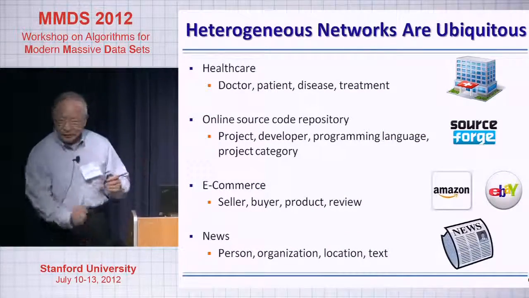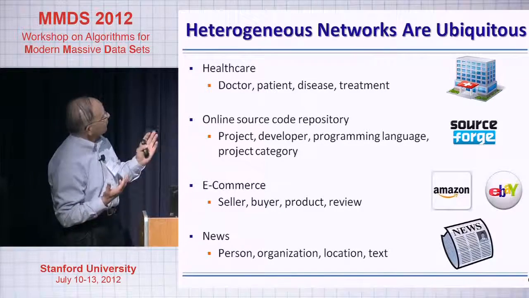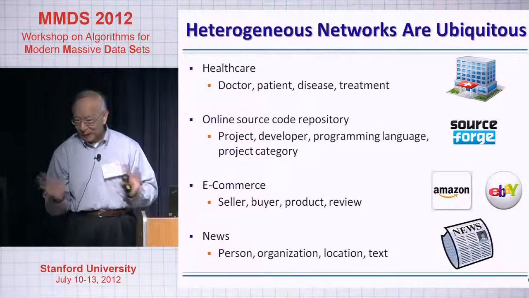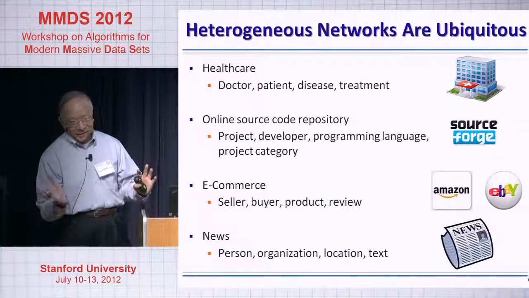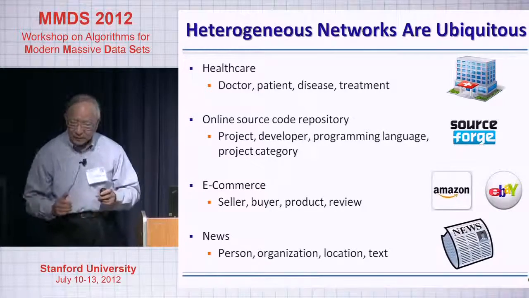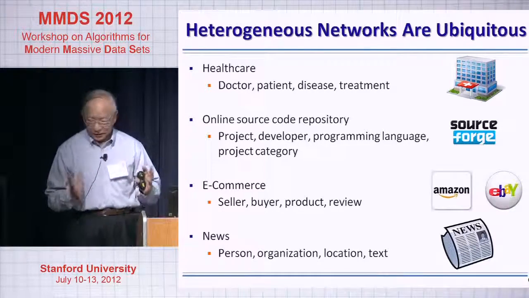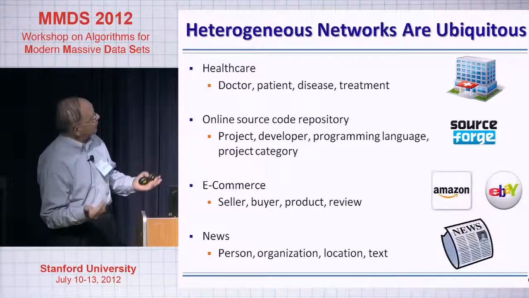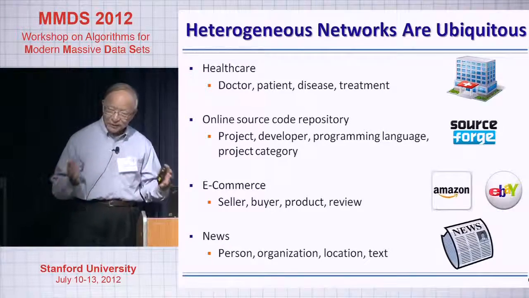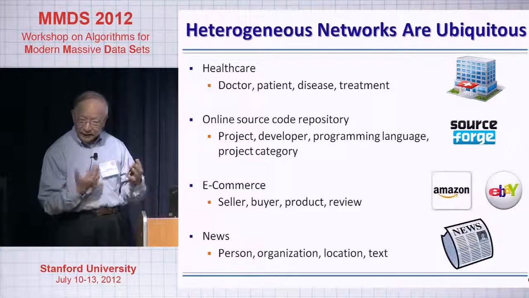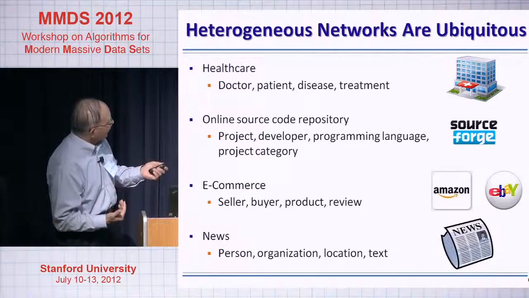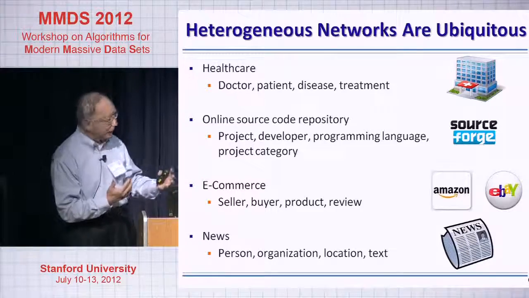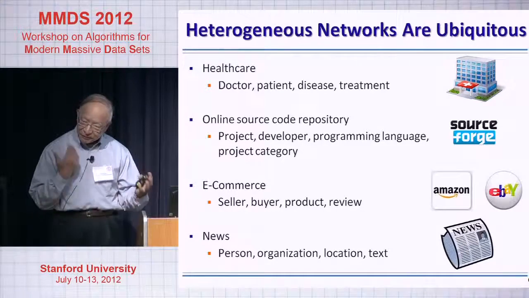Just to give you an example, if you think about healthcare, the doctors and patients are all people, but they are different kinds of people when you do medical work. One is a patient, the other is a doctor, plus diseases and treatments. They link together and form heterogeneous networks. Then think about software: there are projects, developers, programming languages, project categories, and code. They link together in different ways. The same goes for news: we have writers, persons, organizations, different locations, and different events, and they link together.